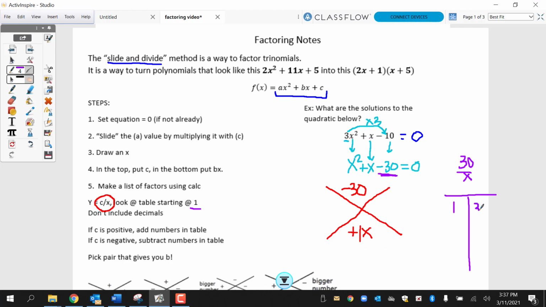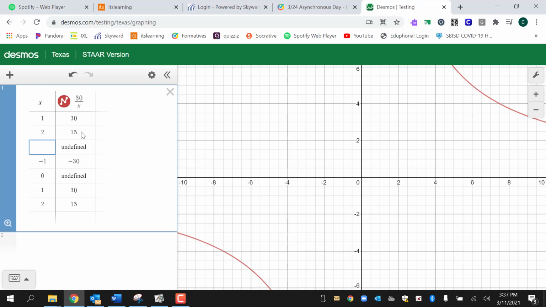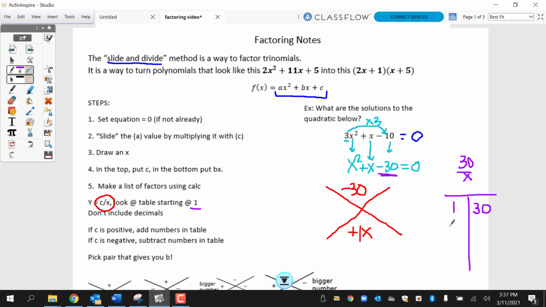So 1 and 30, these are the pairs of numbers because we're trying to think of numbers that multiply to 30 and add or subtract to a 1. This is how we get the list of numbers that multiply to 30. So let's keep going. We start at 1, now we're going to 2. Enter 2. Is it 15? That's a whole number, so I write it down. 2 and 15. Okay, let's try 3.